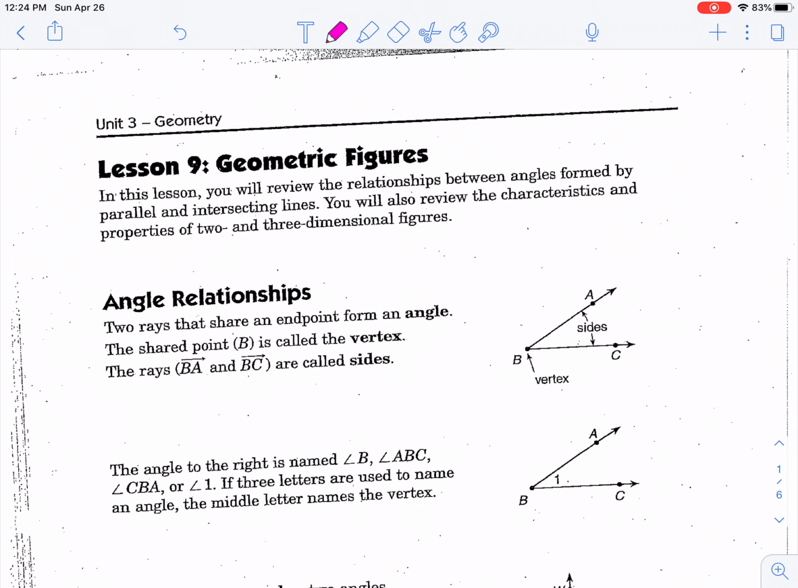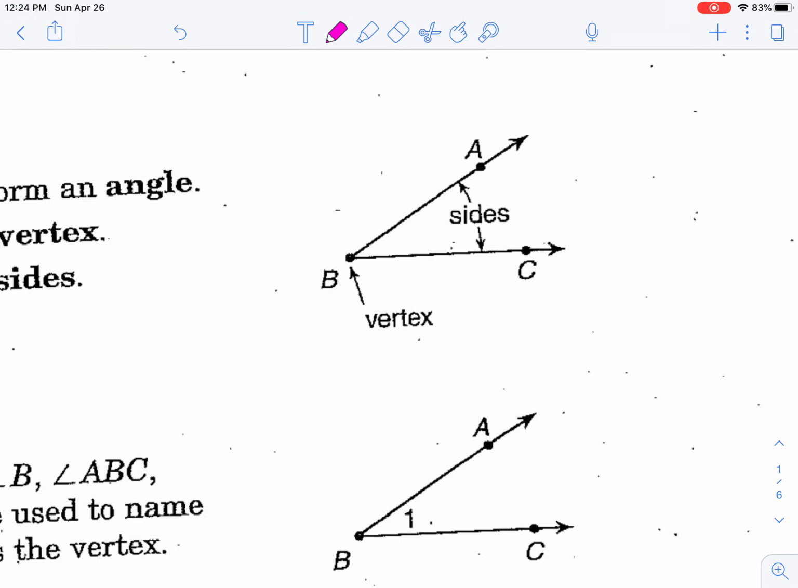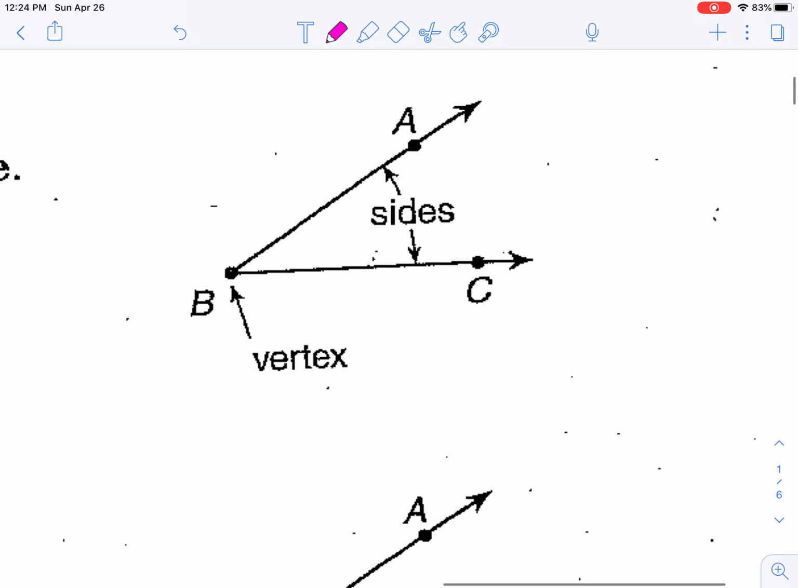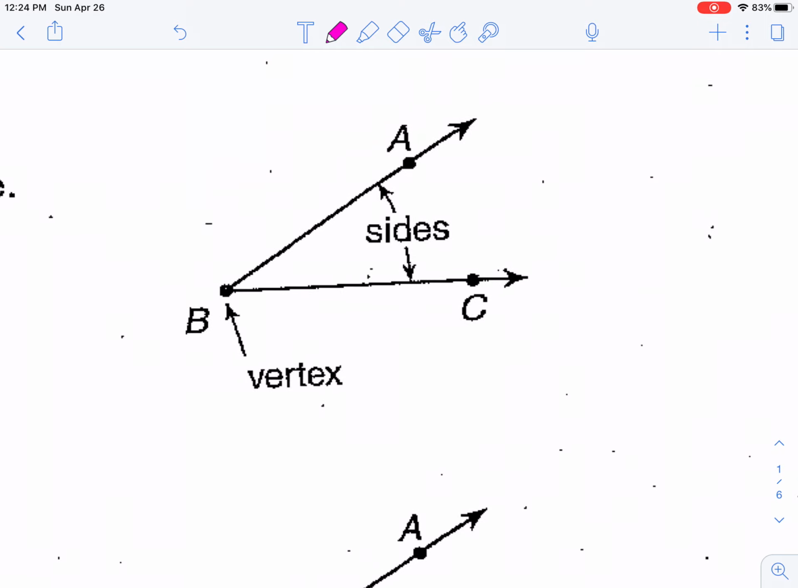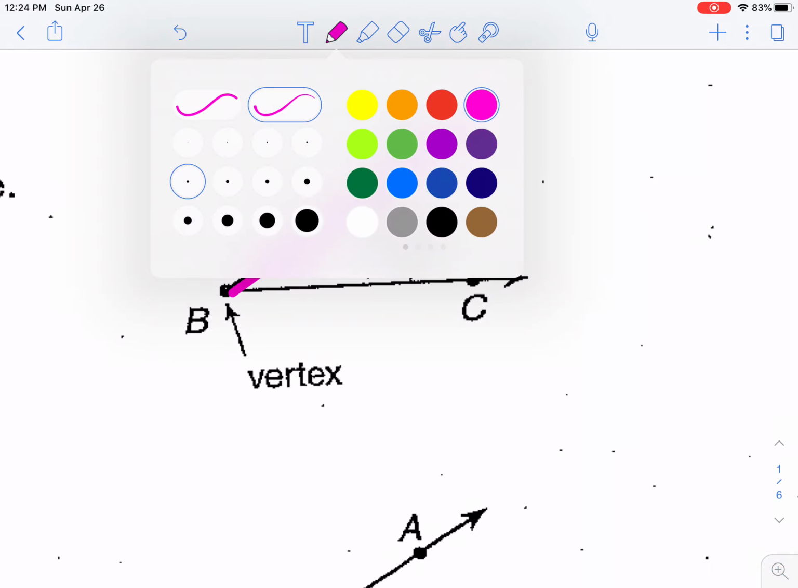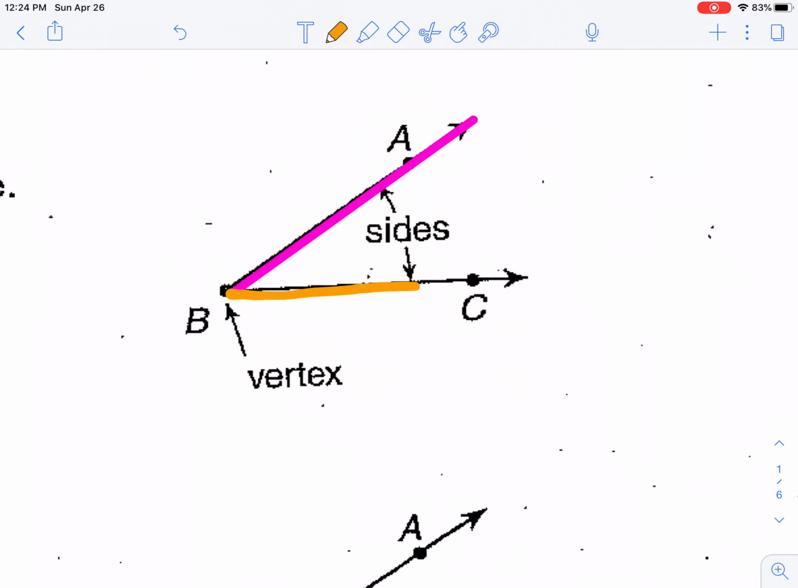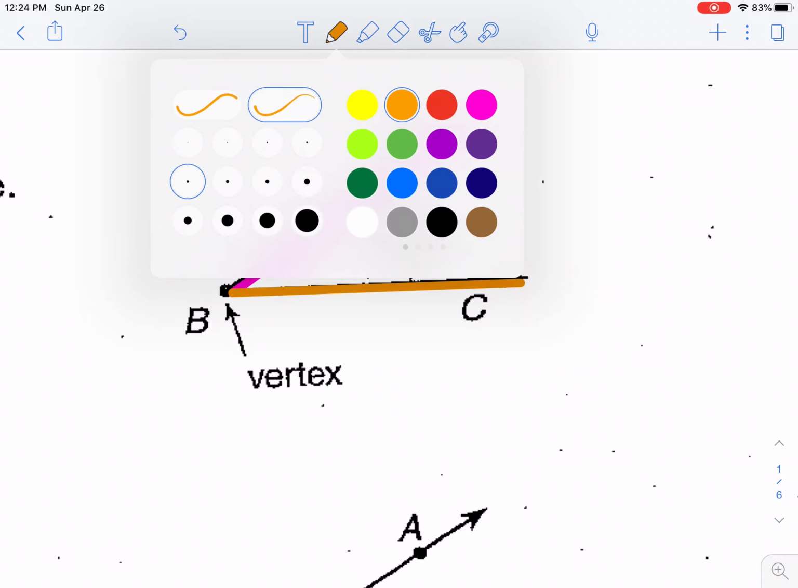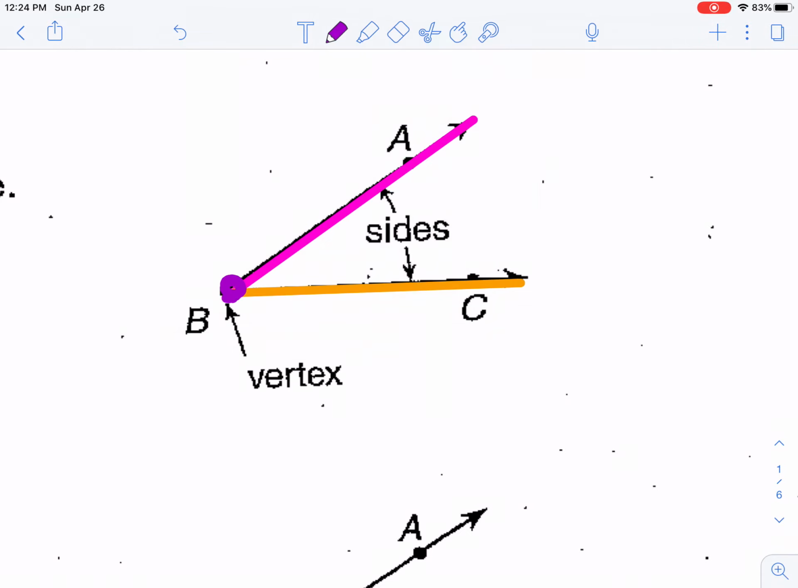All right, we're going to explore angles a little bit more today, and I'm going to take a look at this first picture. We didn't really talk about what makes up an angle. What makes up an angle is two rays that are adjoined at a certain point, and that point is called the vertex. If I wanted to talk about this angle, I wouldn't just say this angle, I would say angle B, because B is the vertex.